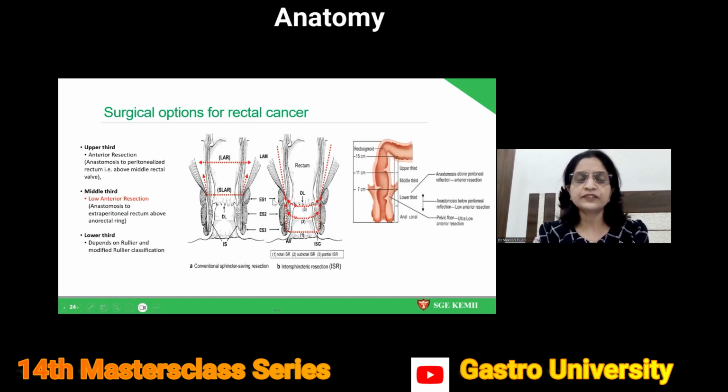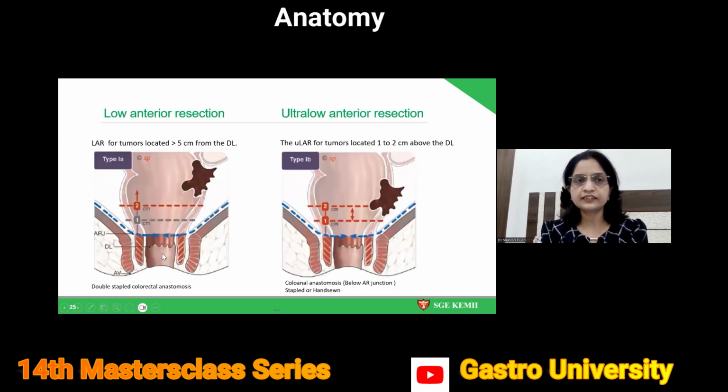Coming to surgical options of rectal cancer, when there is upper third, it is clear that anterior resection can be done. When it is the lower third, below the level of peritoneal reflection, then it is called low anterior resection. The anastomosis goes below the level of peritoneal reflection. And for the lower third, there are a few more options depending upon the Ruhlier's classification.